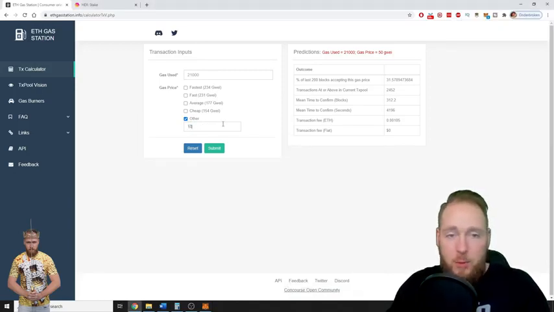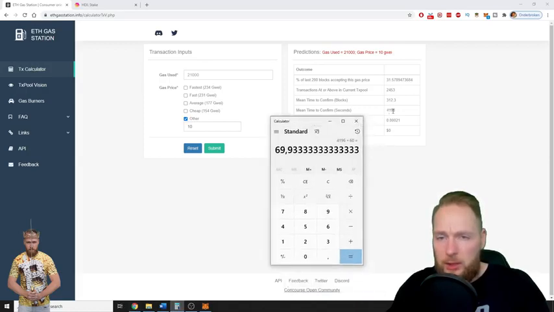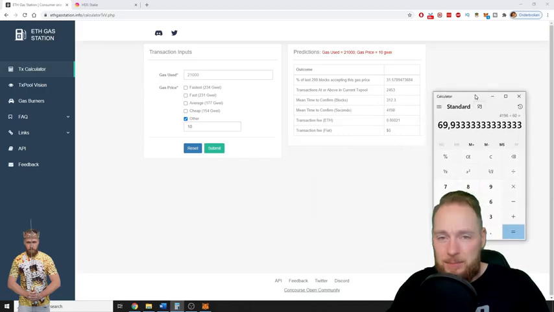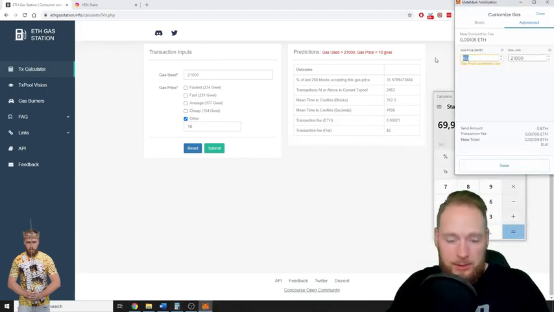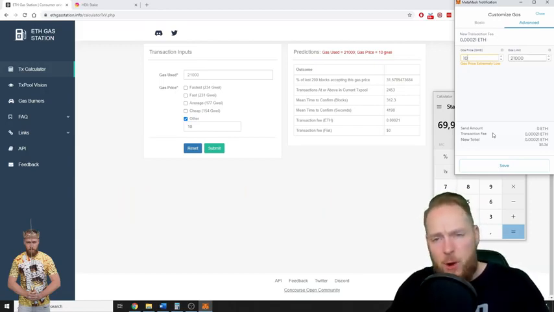Let's check if you only enter 10 gwei, if you only want to pay 10 gwei, press submit. It will take you a little bit longer, 4,198. So when you enter 10 gwei, 0.36 dollars. So what a difference, guys, from 140 to only 36 cents.